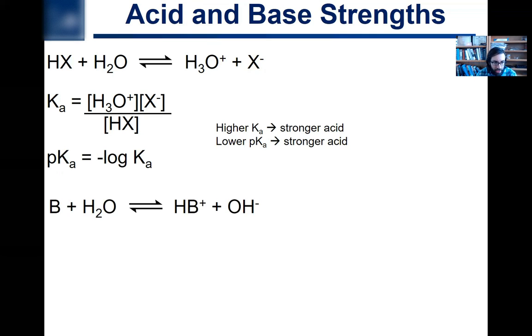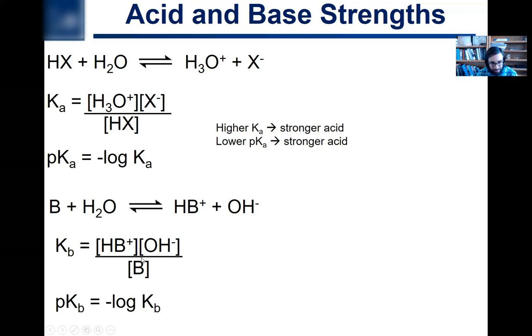We can do the same thing for a base. So we have a generic expression here, B for base. Base is, of course, a proton acceptor according to the Bronsted definition. So we're going to form HB plus and hydroxide. And write out an analogous expression again without water in this expression. And we can define something called pKb, which is again just the negative logarithm of something, so negative log of Kb. Similar sort of logic here. A higher Kb means you have a stronger base, and a lower pKb means you have a stronger base, again on the logarithmic scale.